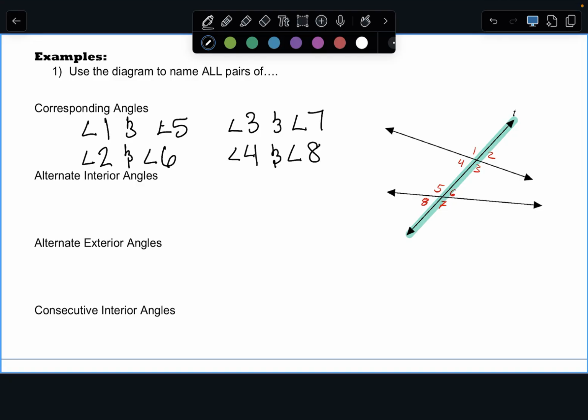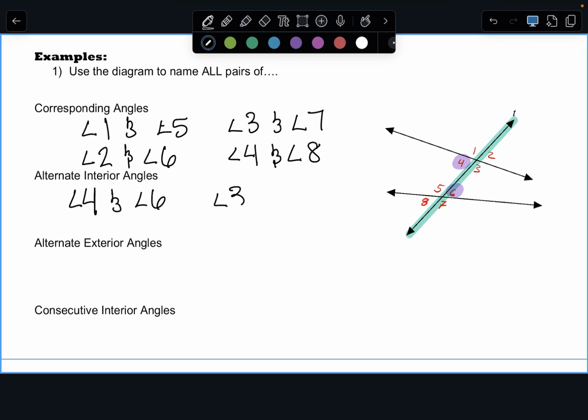Okay, next one is alternate interior. I'm going to look at the interior part first, and I'm just going to pick an angle on the inside. Here's one. Here's angle 4. What angle is also on the inside, interior, but on the opposite side of the transversal? Angle 6. So angle 4 and angle 6 are alternate interior.